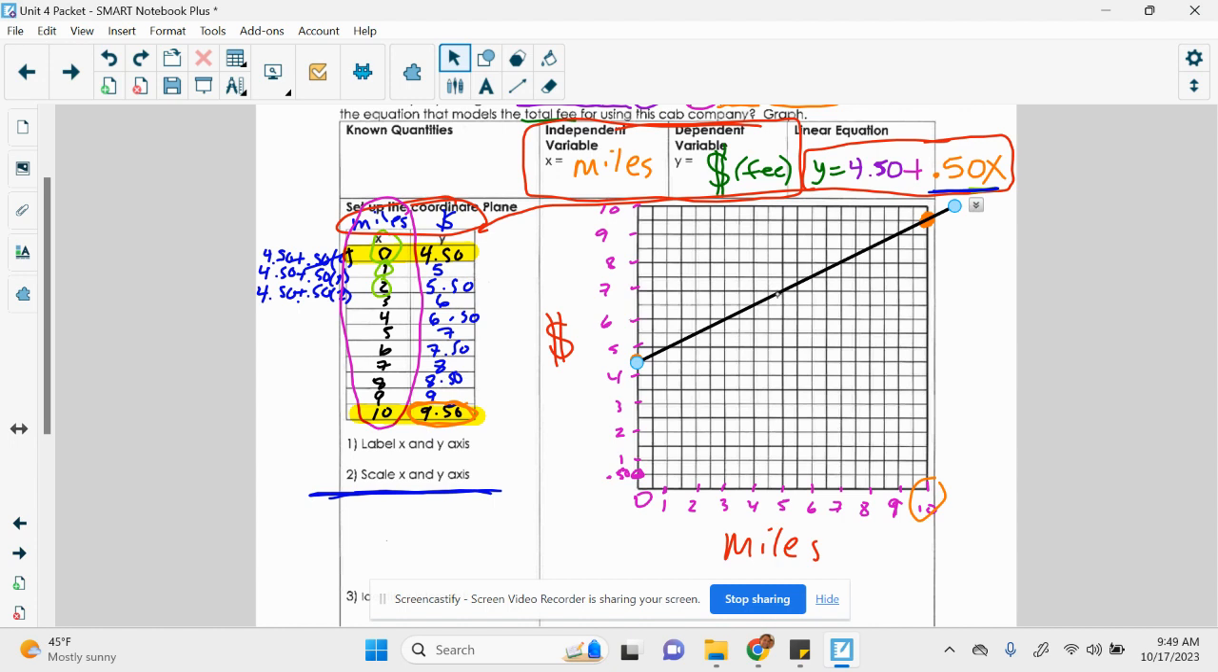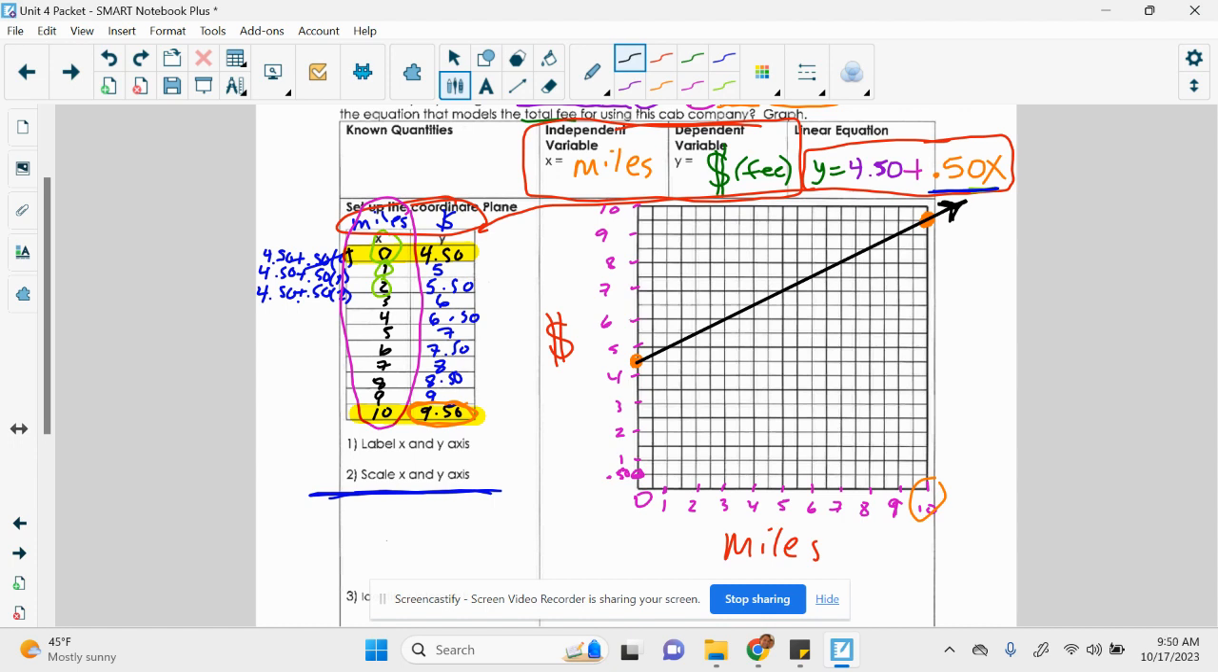Where's my stuff here? Oh, clearly doesn't like me. All right. I would make this bigger. But anyway, all right. Make sure you got your arrow on there and you're golden, because it only goes up and to the right. So there you go. You labeled, you scaled, and you made your graph.